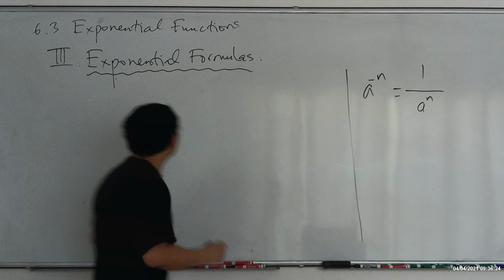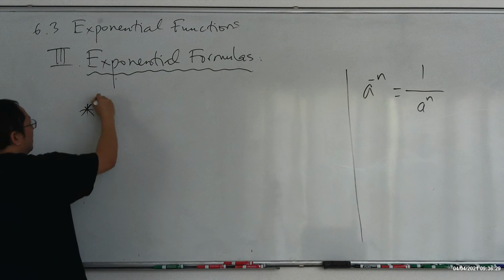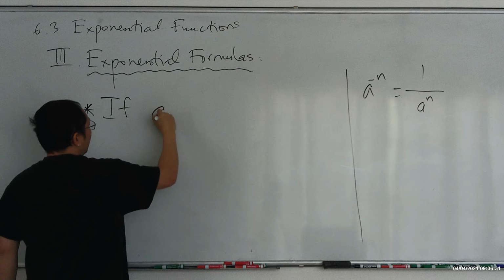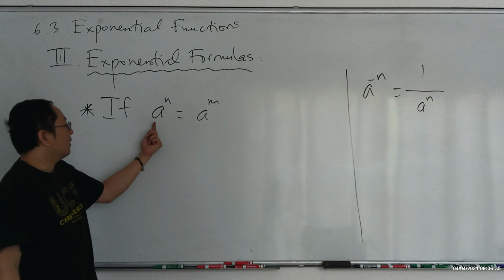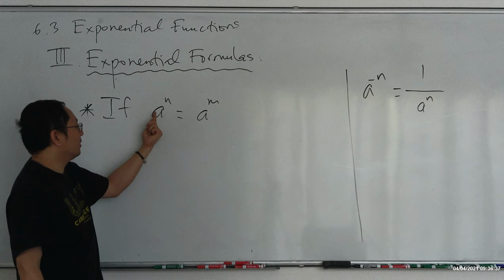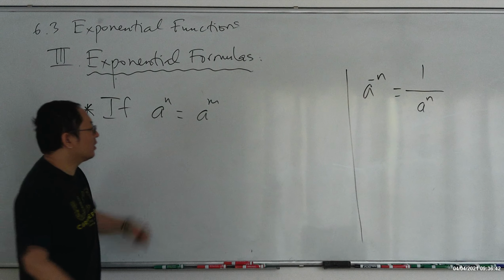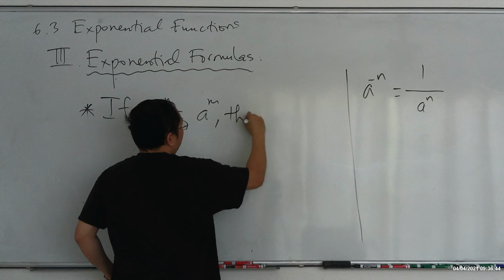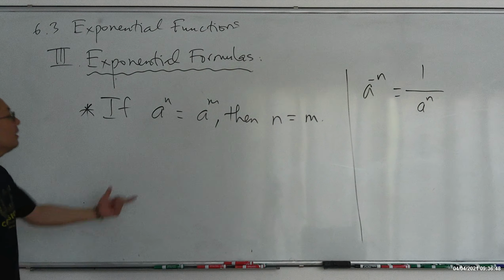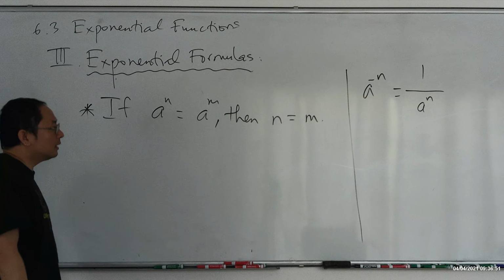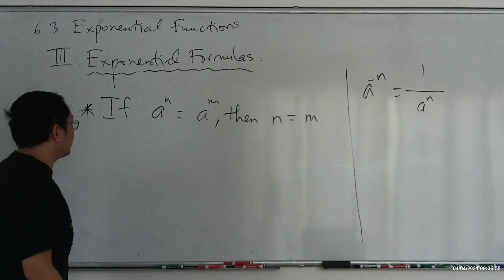Let's make an asterisk. Okay, it's more like a theorem. It's pretty straightforward. If you have a to the n equal to a to the m, an equation where it's the same base a, the left hand side is raised to the n exponent and the right hand side is raised to the m exponent, and they are equal to each other, then you can say that n is equal to m. Looks trivial, right?